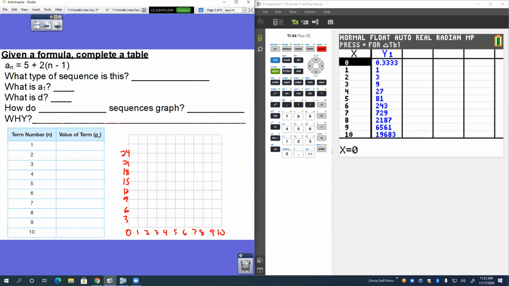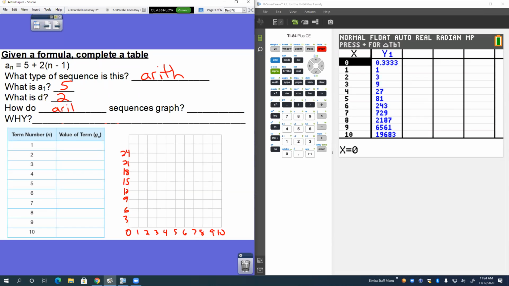In the next one, this time we are given the formula already. We're given the explicit formula. This is for an arithmetic sequence. A sub n equals 5 plus 2 times n minus 1. What type of sequence is this? This is arithmetic. All right, you know that it's arithmetic because it has the a sub n. What is a sub 1? Well, the a sub 1 is the first term in your sequence. So that would be the 5 in our explicit formula. The d, the common difference, is the number in front of the parentheses. So that is 2.